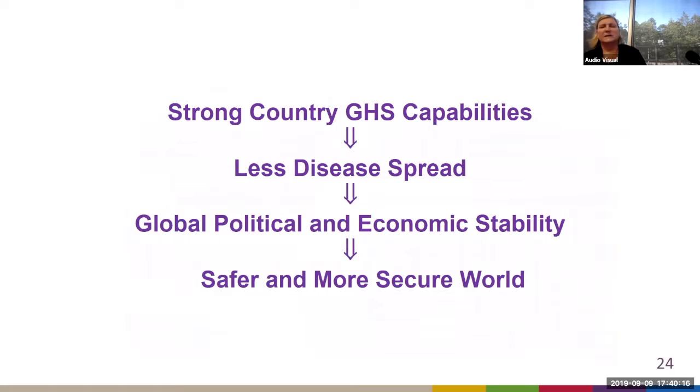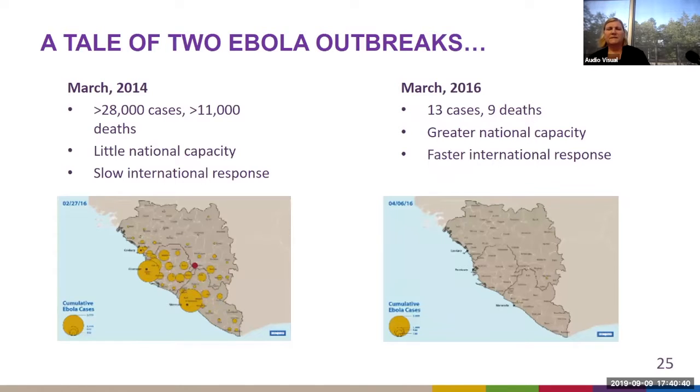So what we see is by building the capacities through the Global Health Security Agenda, the goal is to have less disease spread, stop diseases where they start, stop outbreaks before they spread further. And this will then lead to making sure that we have economic stability in countries, and allowing that we have safer and more secure worlds. This is the theory and the genesis behind the Global Health Security Agenda.